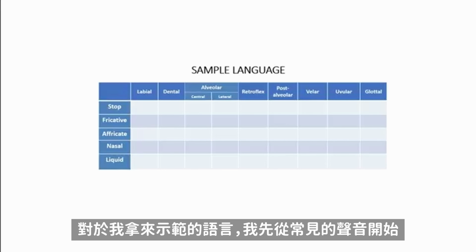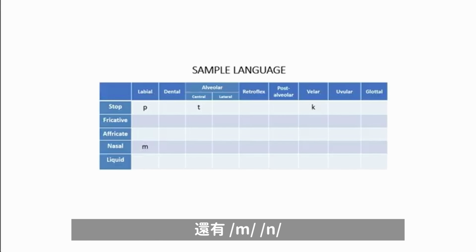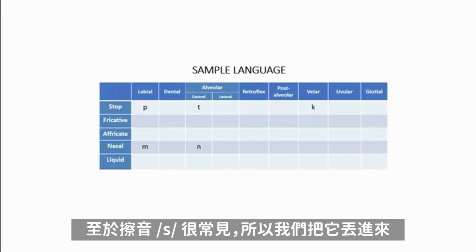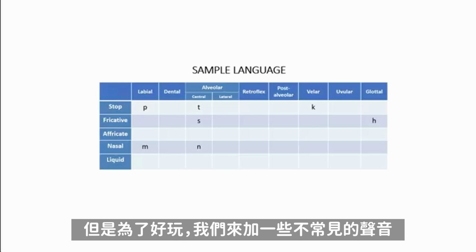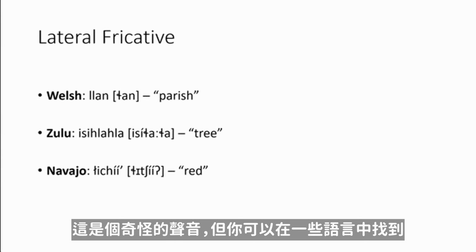So, for our sample language, we'll start out with the basic sounds. Pa, ta, and ka are extraordinarily common, as are ma and na. For now, we won't include any voiced sounds, but that can be remedied later if we want. As for fricatives, sa is extremely common, so we're safe including that, and the glottal fricative ha is fairly common too. But just for fun, let's throw in something a little less common, like the lateral fricative hla. This is a pretty rare sound, but it can be found in Welsh, Zulu, and Navajo.